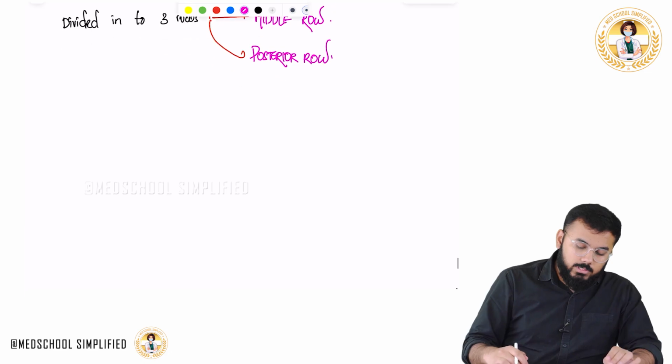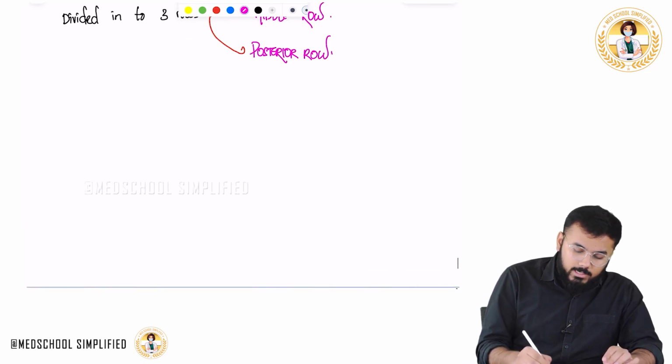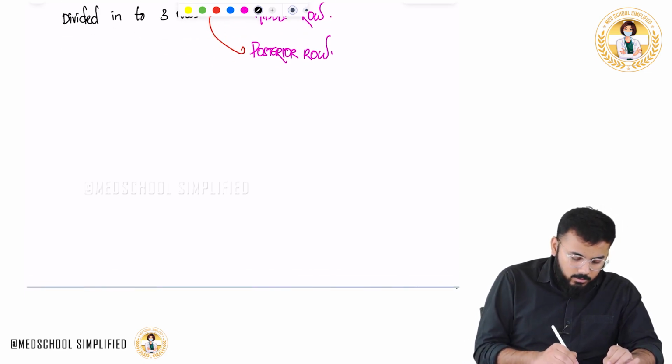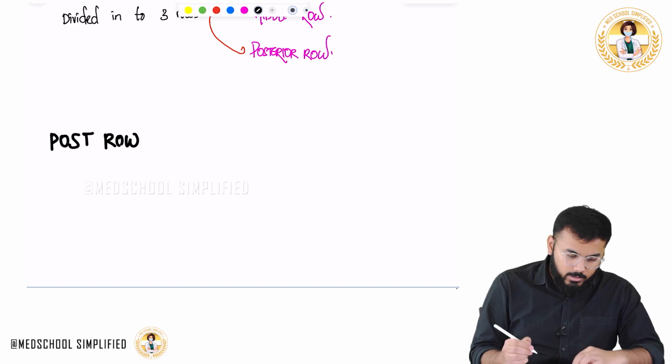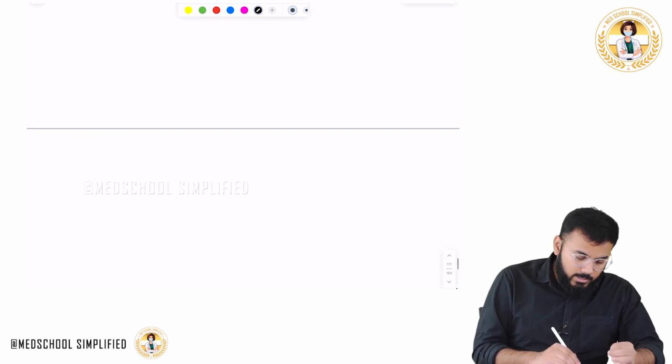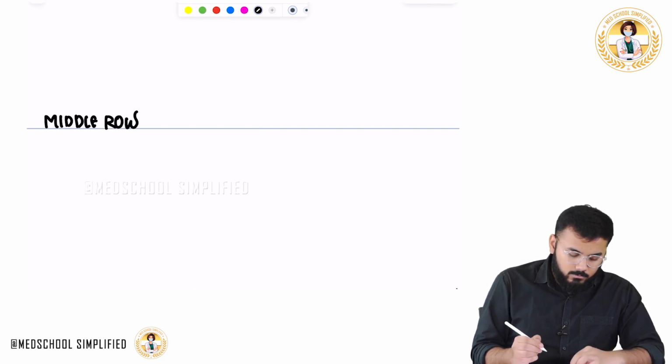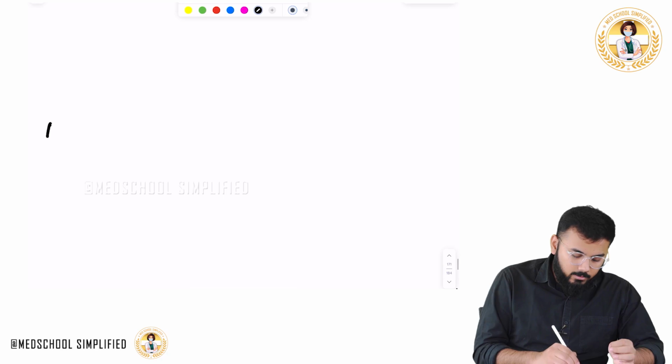Now what we shall do is write it down like this. First we shall write down the posterior row, okay, and after that we shall write down the middle row, next we shall write down the anterior row.